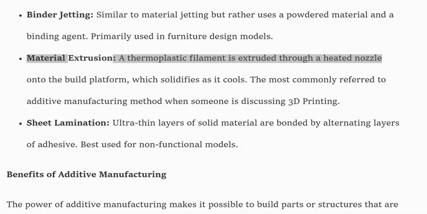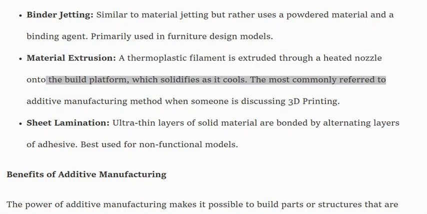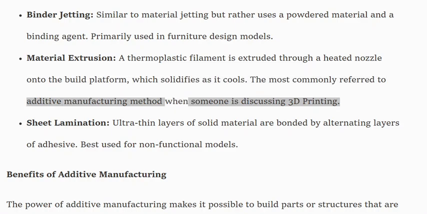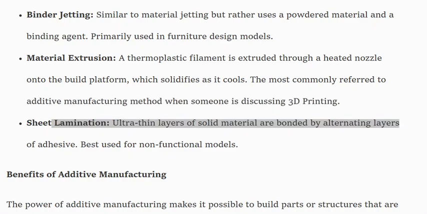Material extrusion: a thermoplastic filament is extruded through a heated nozzle onto the build platform, which solidifies as it cools. The most commonly referred to additive manufacturing method when someone is discussing 3D printing. Sheet lamination: ultra-thin layers of solid material are bonded by alternating layers of adhesive. Best used for non-functional models.